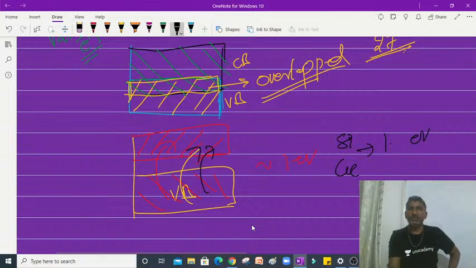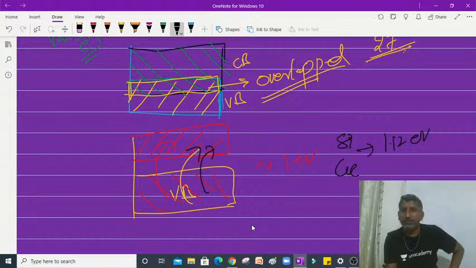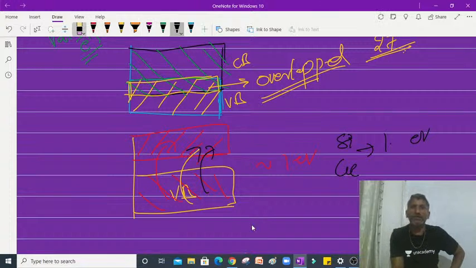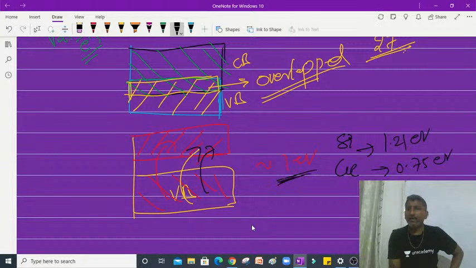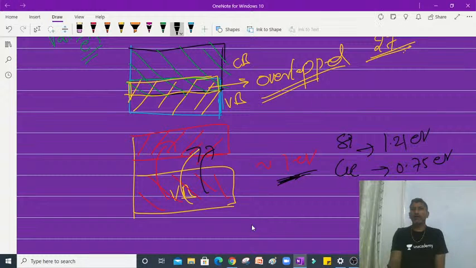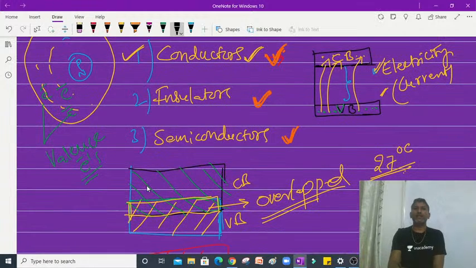Sorry, the other one is 1.21 electron volts, I'm really sorry for this, and for germanium it is 0.75 electron volts. Anyhow, this is close to 1 electron volt. Remember this. Whereas values greater than these come under insulators. So semiconductors lie in between conductors and insulators.